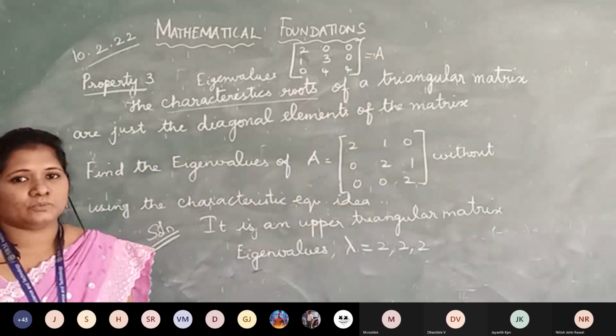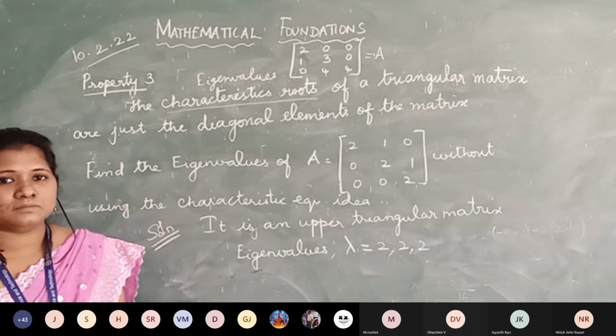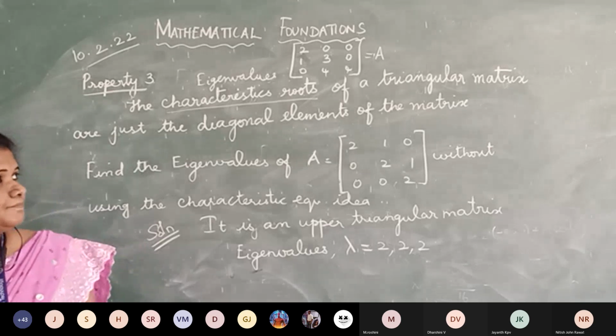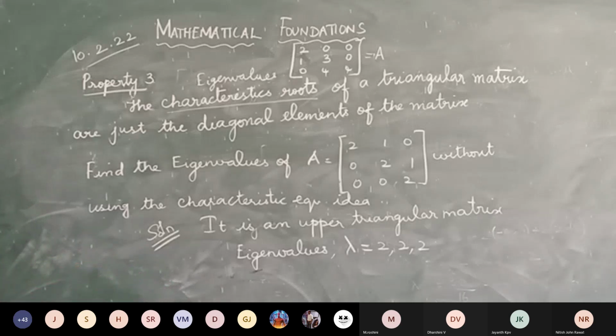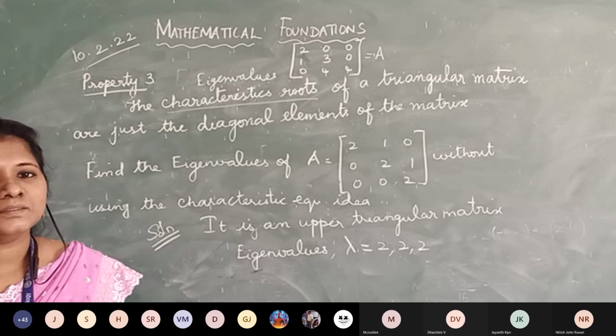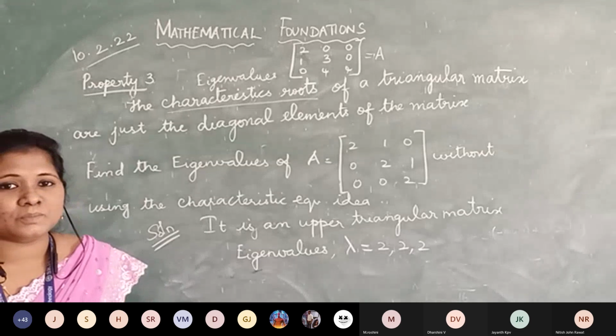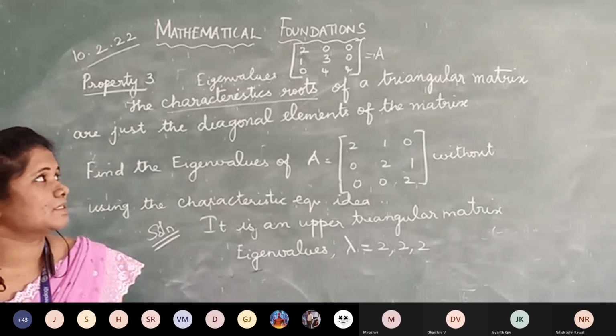What will be your eigenvalues by this property? Tell me what will be the values. Yeah, are you all listening or what? You see? So what will your eigenvalues be from the given matrix?